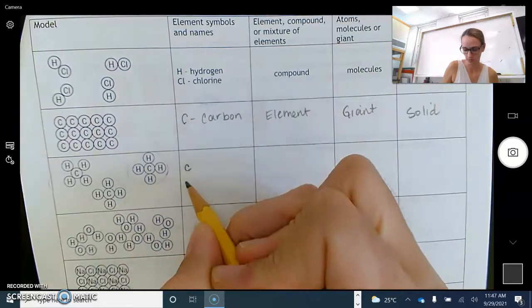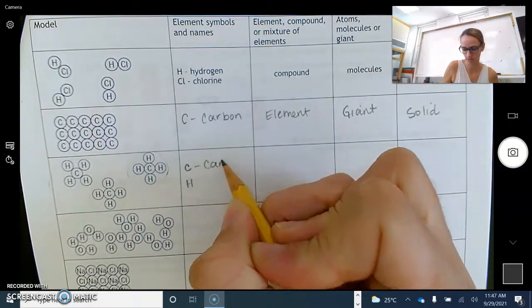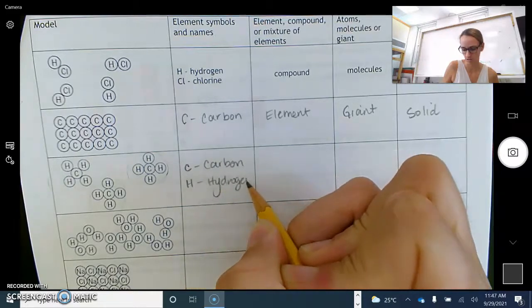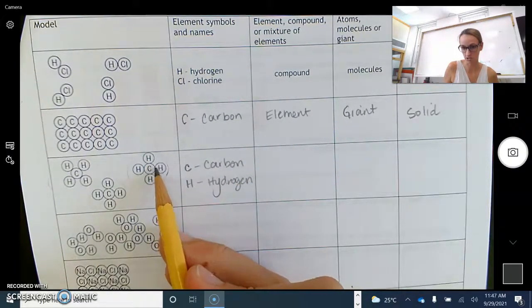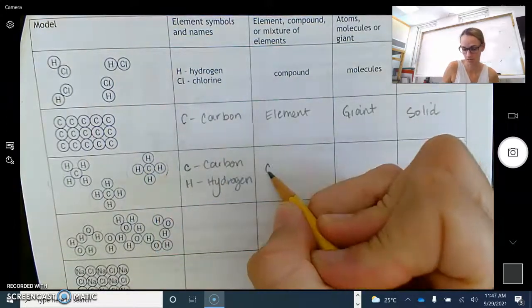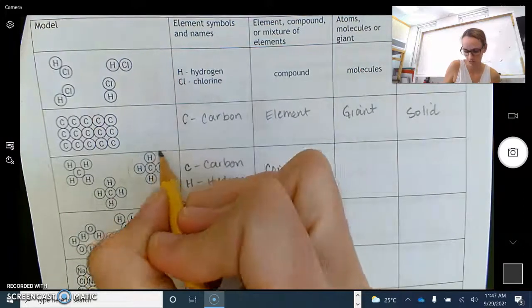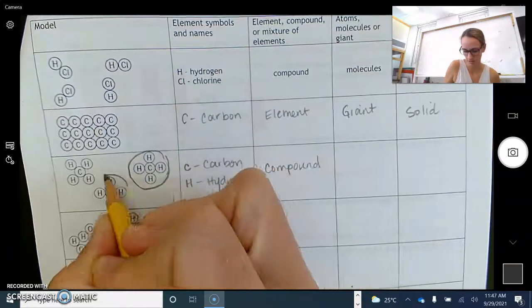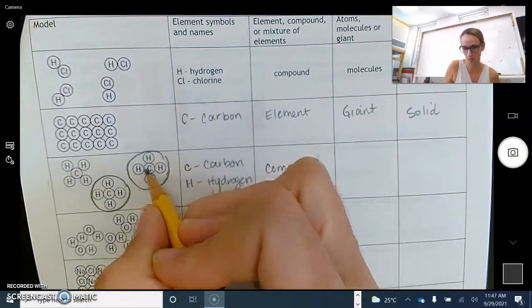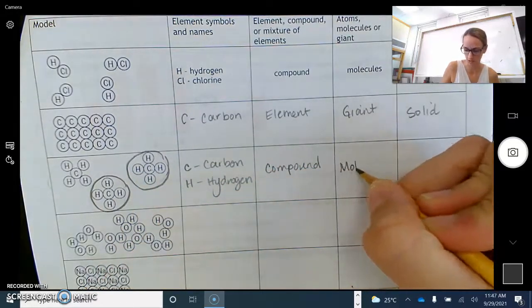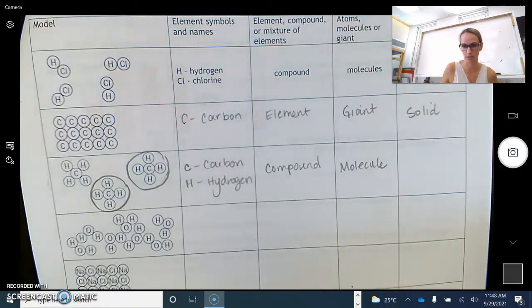Second one has two different elements. It has C, carbon again, and H, which is hydrogen. Because the C and the H are touching in this diagram, they're bonded, this is a compound. They're in units. Each unit has a C in the middle and 4 H's around it, so it's a small group of atoms. That's the definition of a molecule.